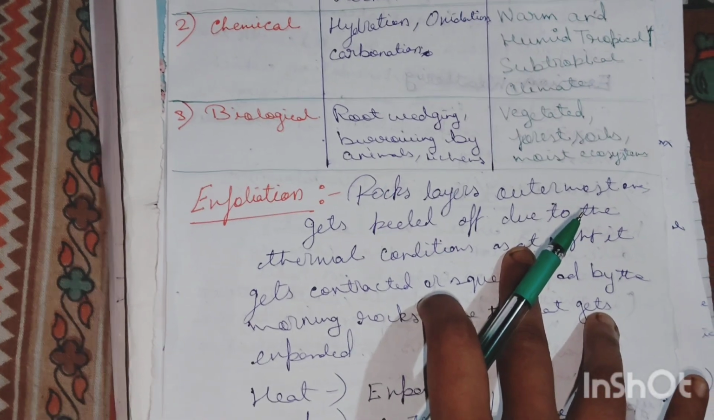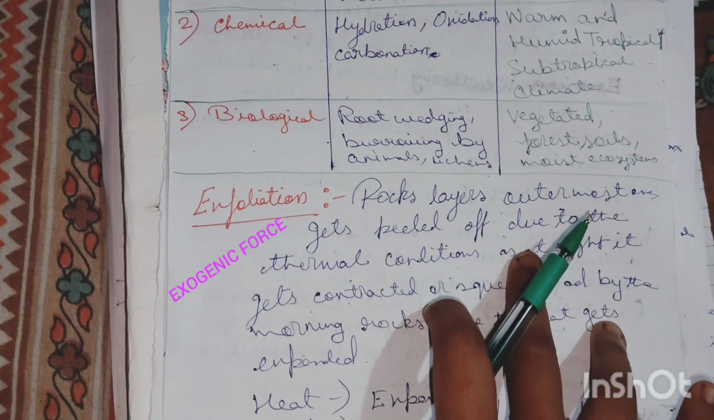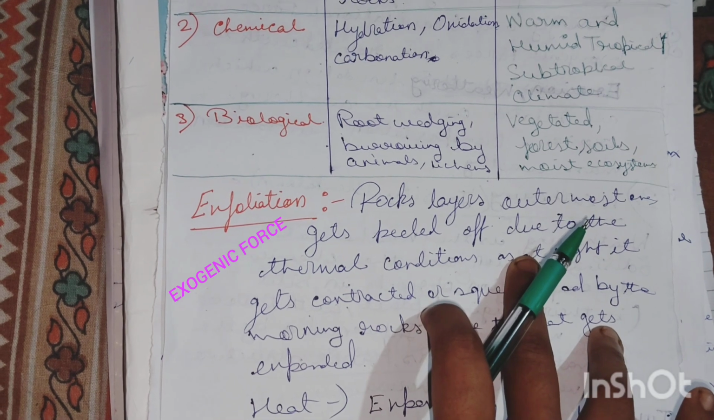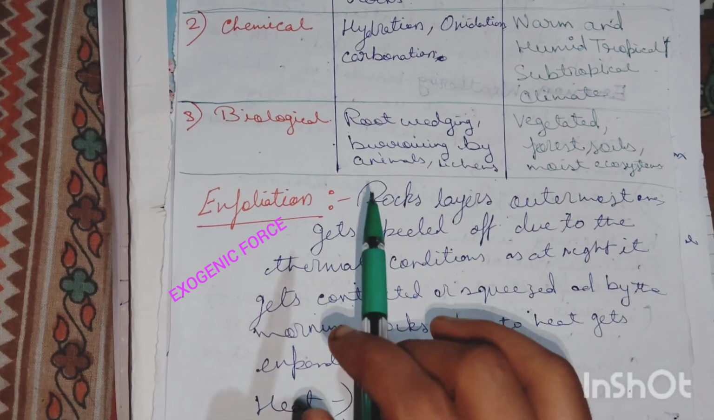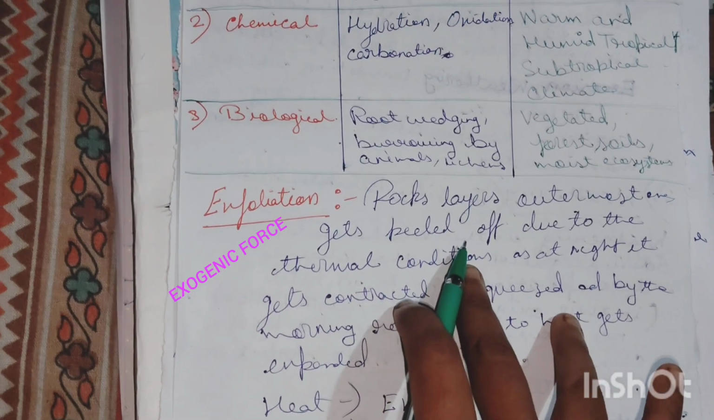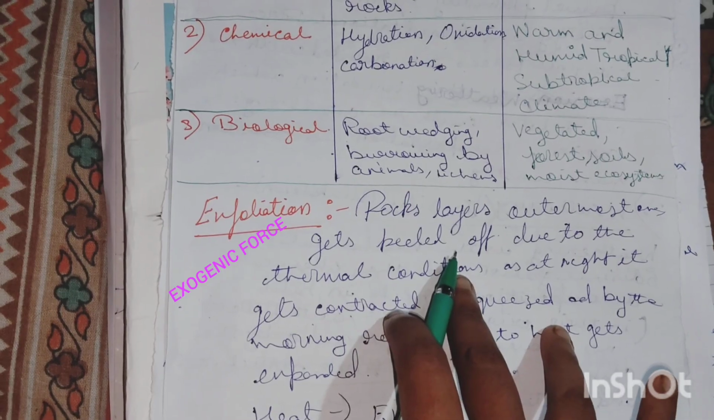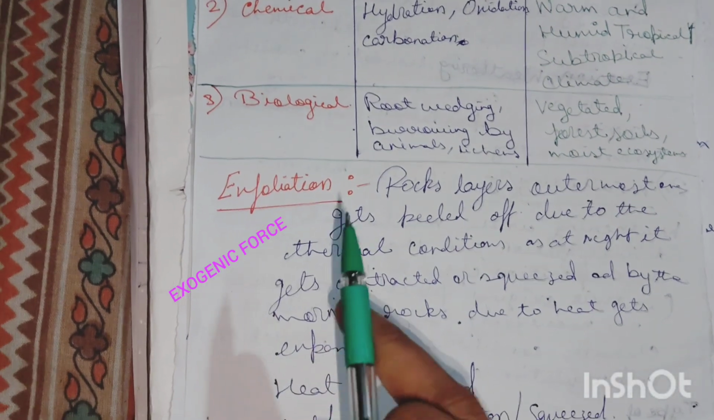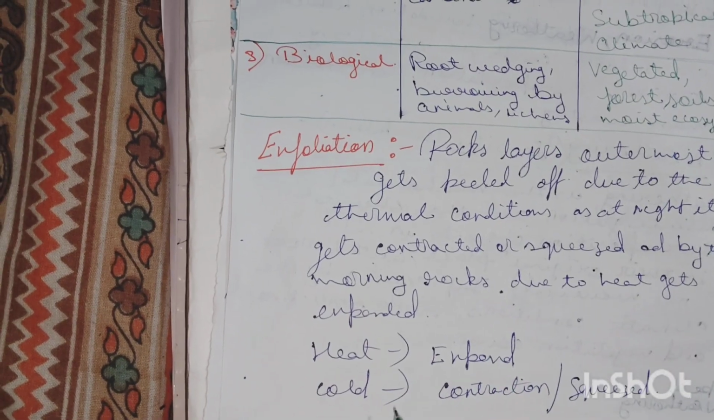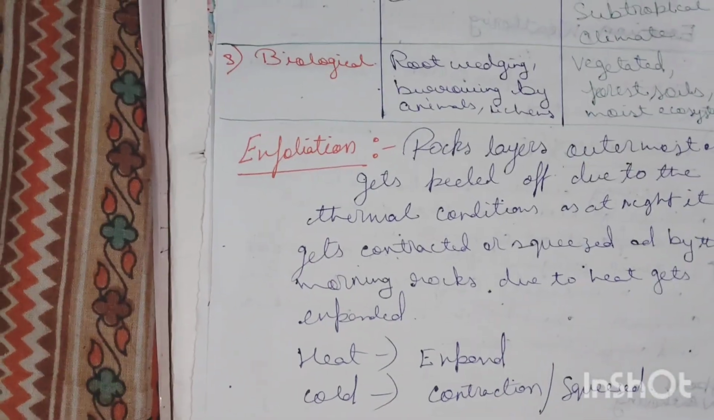Exfoliation is a process. If I compare this with an onion, which has layers, right? As an example, rocks also have layers. Due to the heat and the cooling down of the temperatures, rocks lose their outermost layers, that is exfoliation. The outer layers of the rocks come out due to the thermal condition. Always remember, with heat rocks expand, and with cold rocks get squeezed or contraction happens.